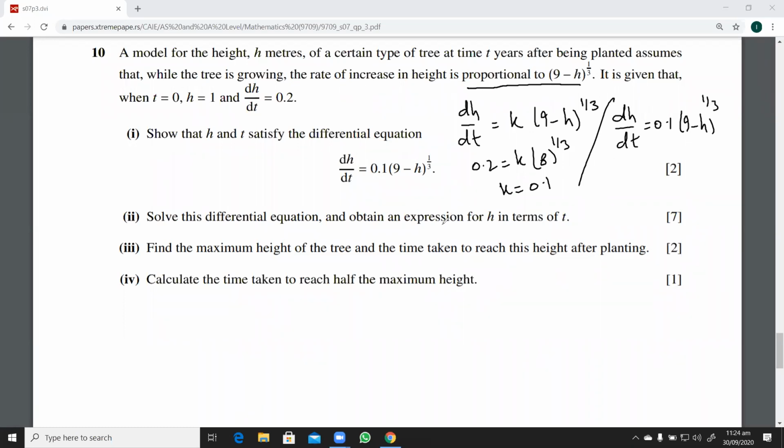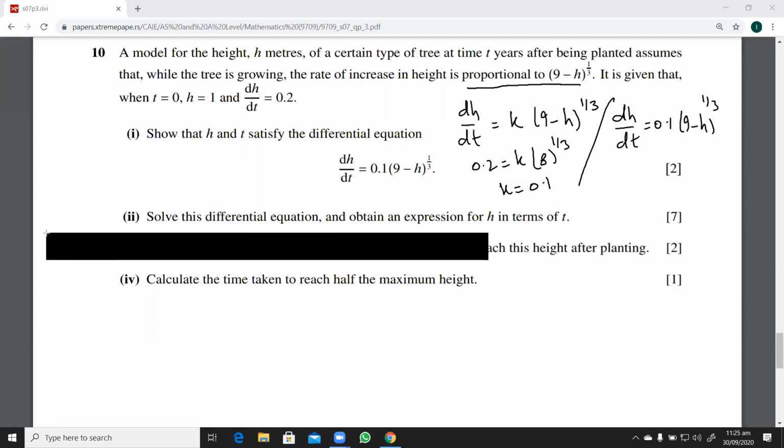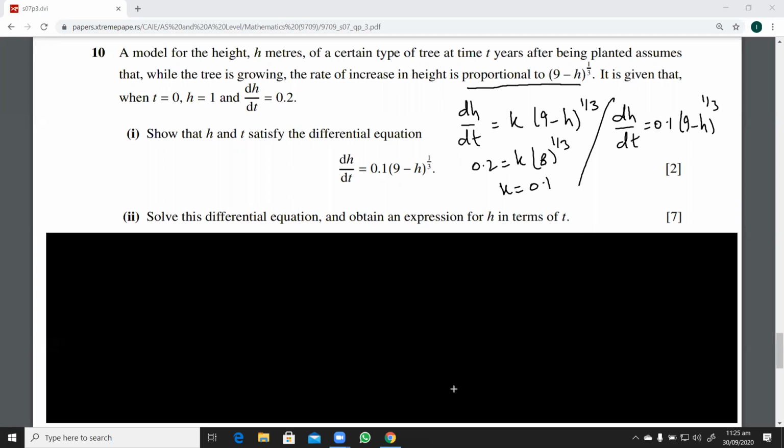Now we have to solve this differential equation. Let me make a box here so that I can solve it. So this is really a very easy question. dh over (9 minus h) raised to power 1 over 3 equals 0.1 dt. We can easily move this to the numerator: (9 minus h) raised to power minus 1 over 3 dh equals 0.1 dt.